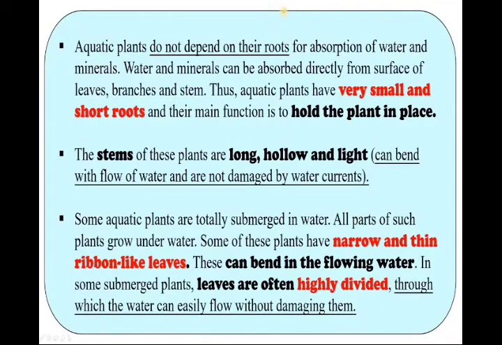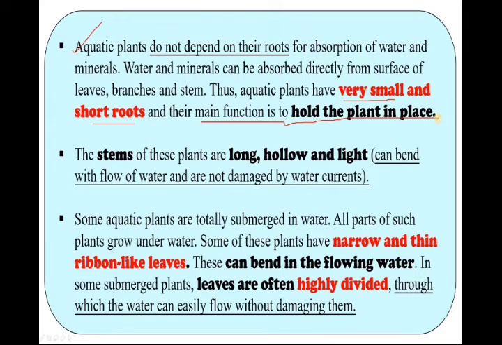Okay. Children, let's study in detail how the roots and stems actually help them survive in water. Aquatic plants do not depend on their roots for absorption of water and minerals. Water and minerals can be absorbed directly from the surface of leaves, branches and stem. Thus aquatic plants have very small and short roots, and their main function is to hold the plant in place.